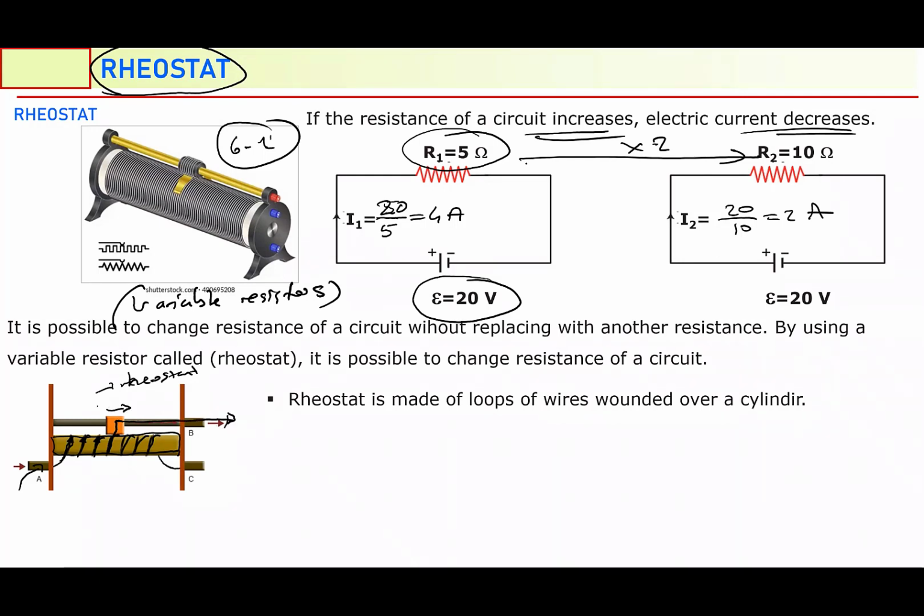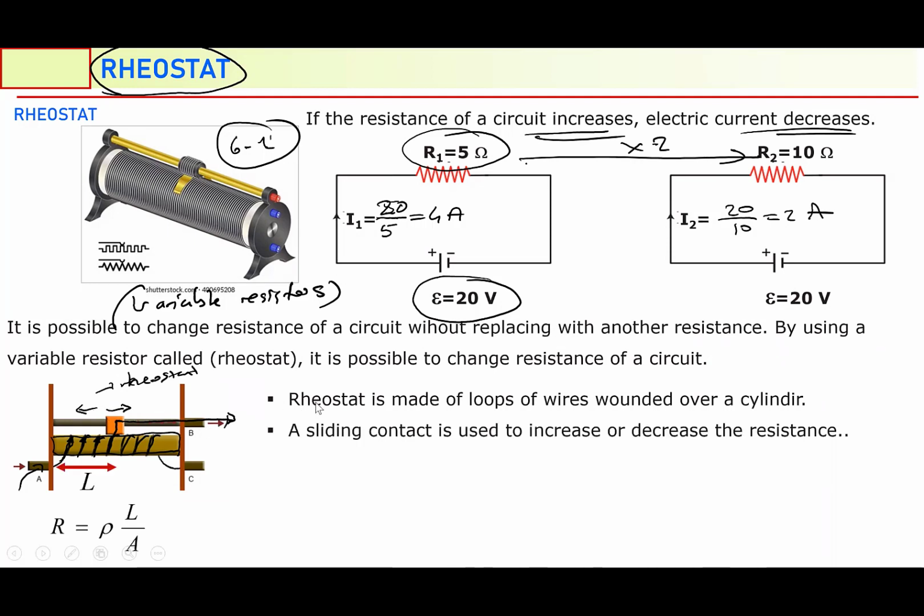When you move this slide backward and forward, you are making a change in the length. When you move this slide to the right, when you move it in here, length increases. When you move it backward, length decreases. Remember, if length increases and decreases, resistance also increases and decreases, correct? Do you remember this in the previous title we studied? So this is how a rheostat can change the resistance of a circuit.